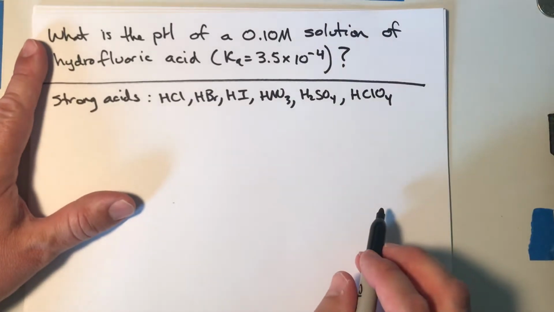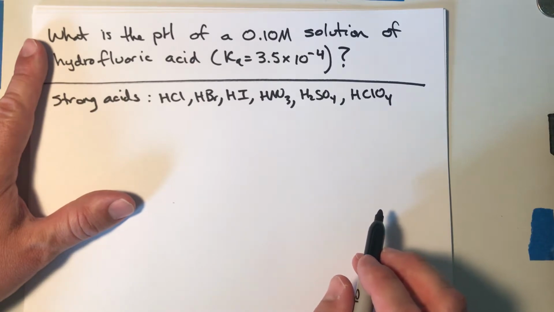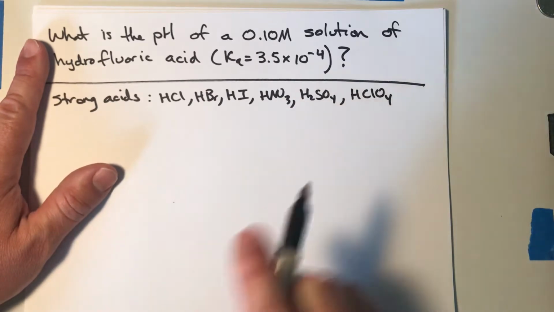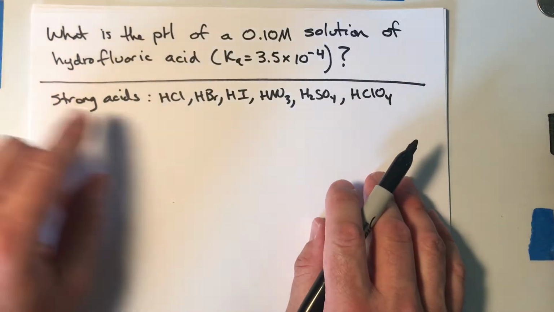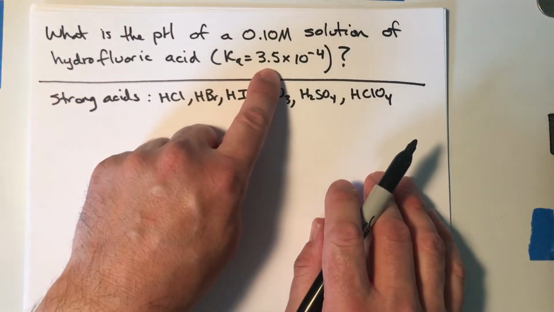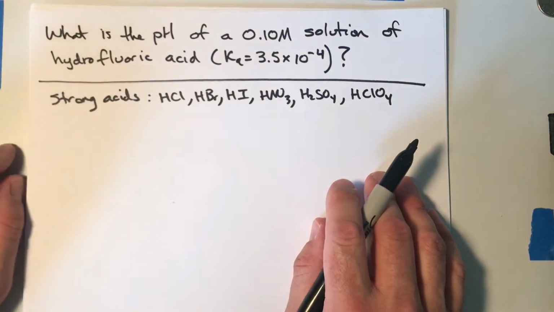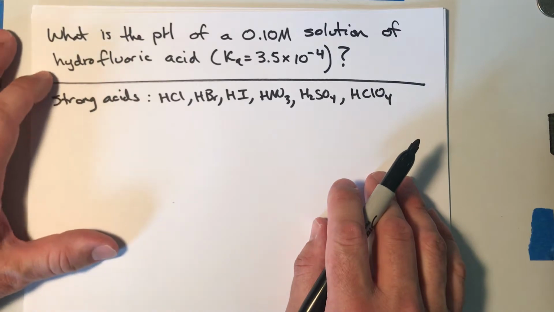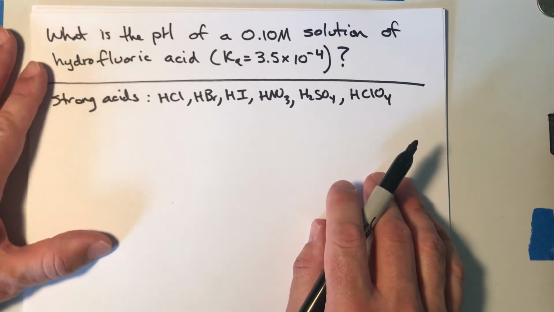For those, we don't need a Rice table. We can just assume that they dissociate 100%. Although you can use a Rice table, and that's a perfectly good way to solve them, but just remember that they dissociate 100%. Here we have a weak acid with a Ka that's relatively small, and so we're going to use our usual Rice methods for doing the math.